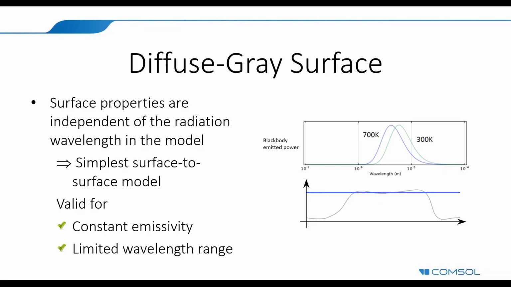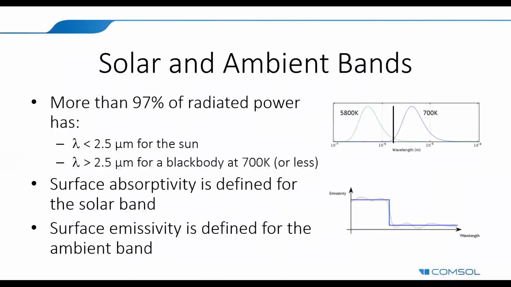The interest for using this model is that it's simple. You just need one value for all spectral bands, and it's also effective from a computational point of view. You get fewer degrees of freedom to solve for compared to the other models. So the other model is when these hypotheses are not valid. One still simple and useful model is the surface ambient band model.